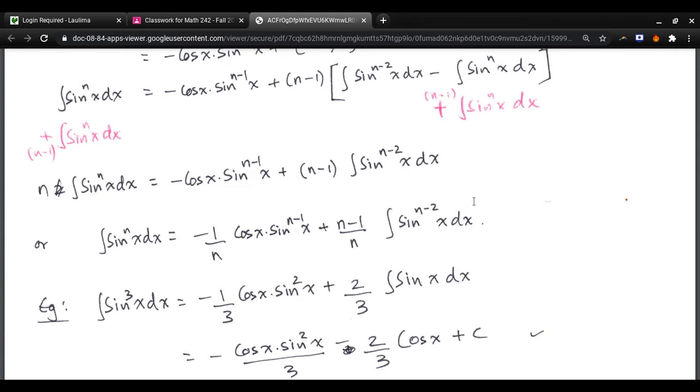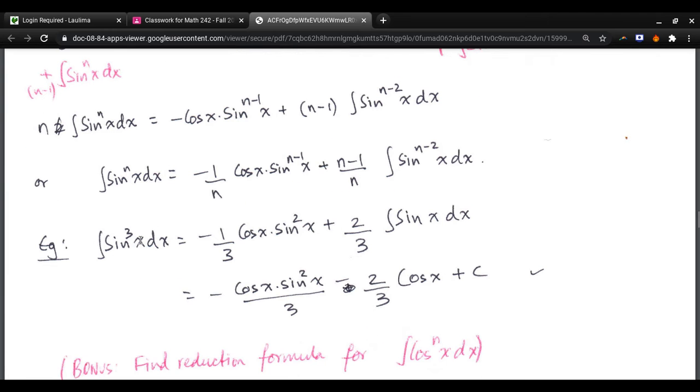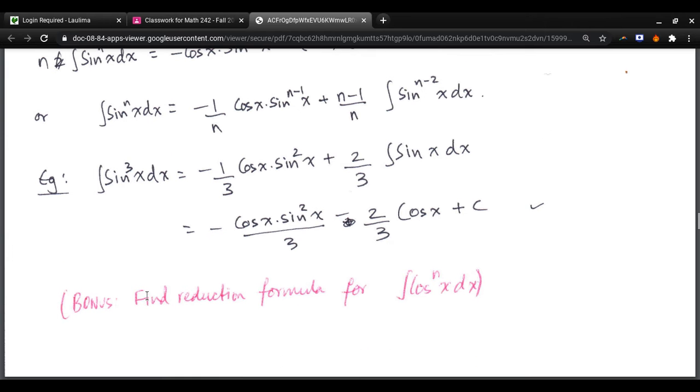So you don't have to remember this expression. All you have to remember or understand is why this is helpful. It's because we are reducing an integral of sine to the power n to an integral of sine to the n minus 2. Then for n minus 2 we get n minus 4, which means it has to eventually halt at some place. For example, for sine cubed, it halts at the integral of sine x, which you know is negative cosine x, so you're able to solve it.